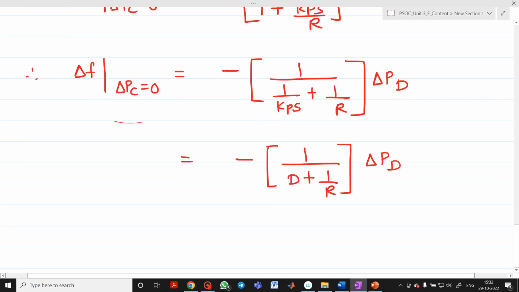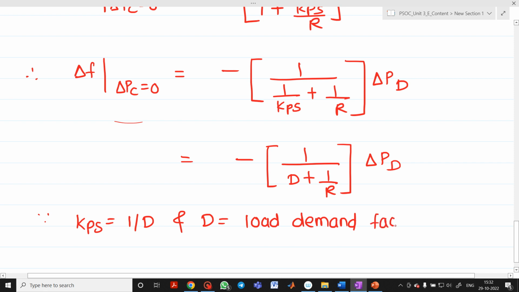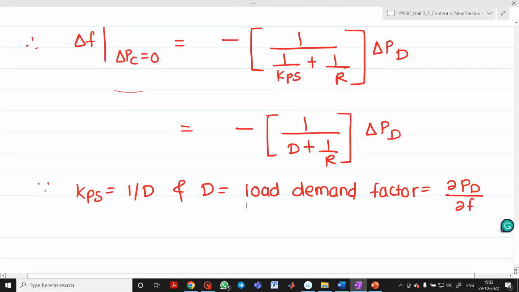Where we have already seen that kps will be equal to 1 by D. And what is this D? D is nothing but the load demand factor. How have we written this load demand factor? It is delta pd on delta f. We have already gone through this in the previous video on the generator load model.